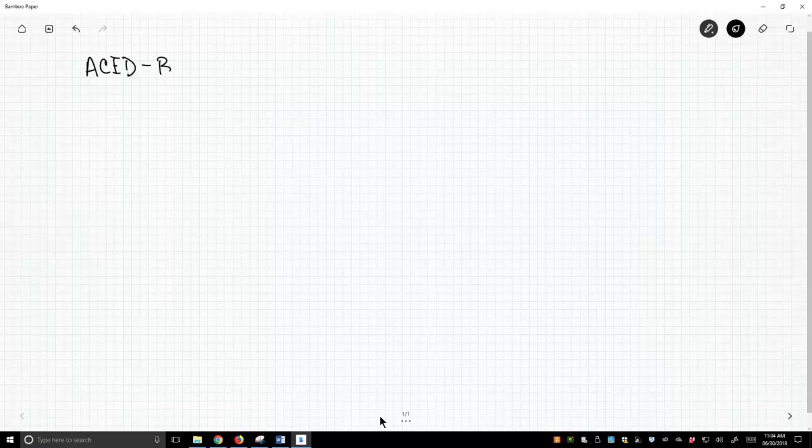Okay, we're going to open up a new topic, and this is acid-base chemistry. Acid-base chemistry may strike you as a topic that's more important for general chemistry or more important in analytical chemistry. But as it turns out, it has big implications in organic chemistry as well.